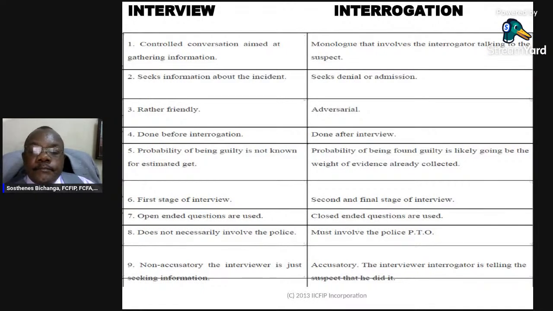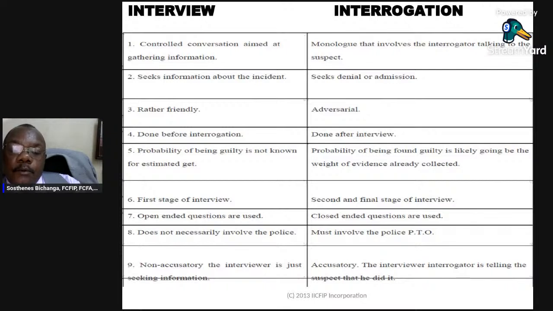Number 6, first stage of interview. Interviewing is the first stage of interview. Interrogation is the second and the final stage of interview. Number 7, interviewing is open-ended. This is where open-ended questions are used, whereas under interrogation, closed-ended questions are used.